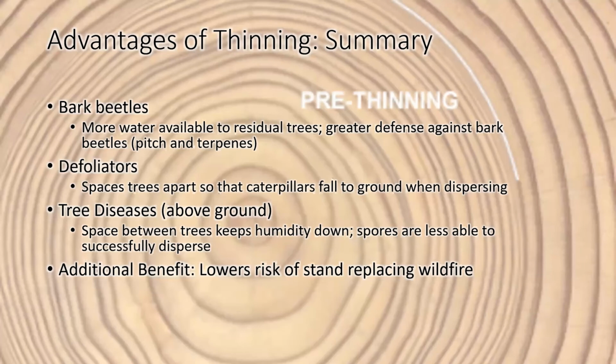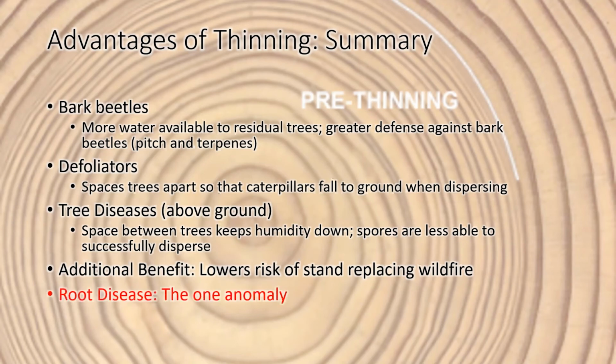So bark beetles, when you thin your stand, it allows for water to be available to the residual trees, and it helps with greater defense against bark beetle attacks. In the case of defoliators, it spaces trees apart so that caterpillars fall to the ground when dispersing. And in the case of those above ground tree diseases, the needle casts and such, the space between the trees helps the humidity to disperse, which keeps the spores from being able to successfully disperse themselves. And an additional benefit, of course, is that it lowers the risk of stand replacing wildfires.